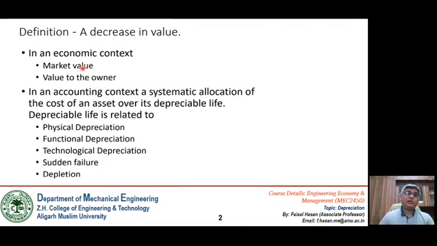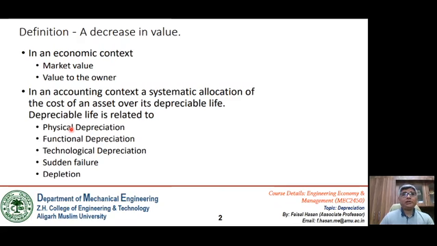And in some cases, whenever we are updating the records of the company, we need to write what is the value of a particular asset at that particular point of time. So it's important to find out some methods by which we can calculate the value of an asset with respect to time.